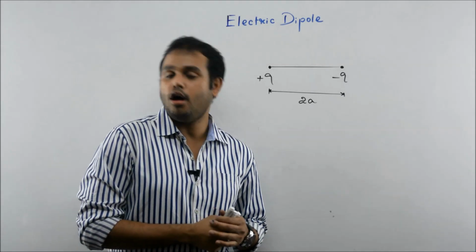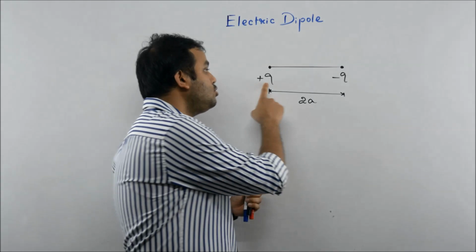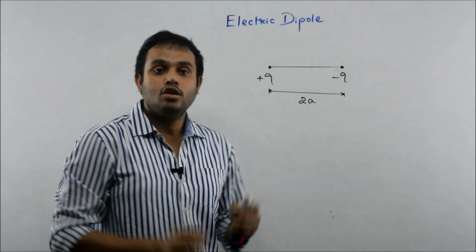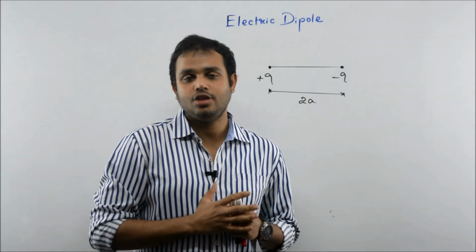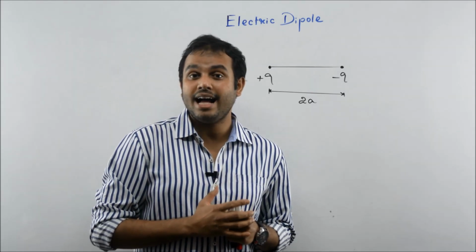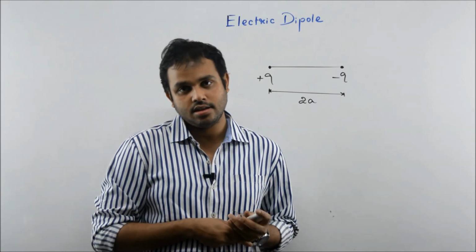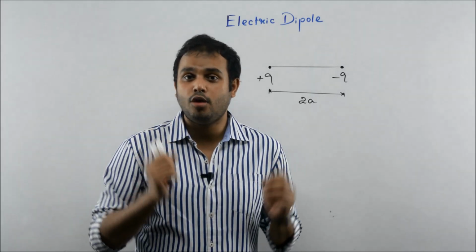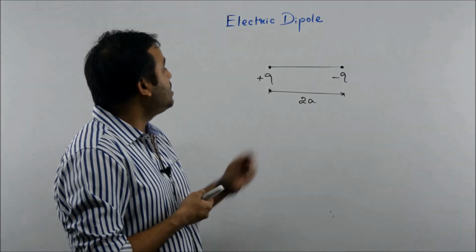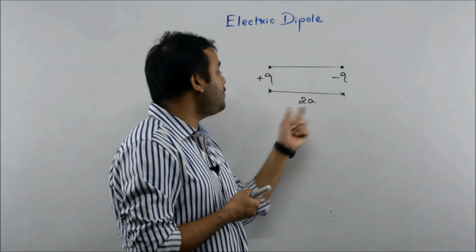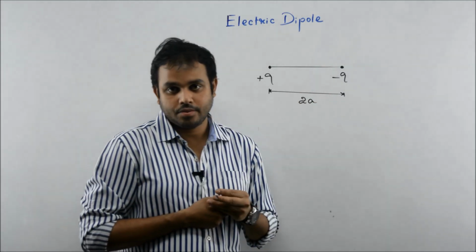So what is an electric dipole? It is a system of two equal, both are Q, you can see that. It is a system of two equal and opposite charges separated by a very small distance. Clear, students? Here you can see that the separation between these two charges, we have taken it as twice A.